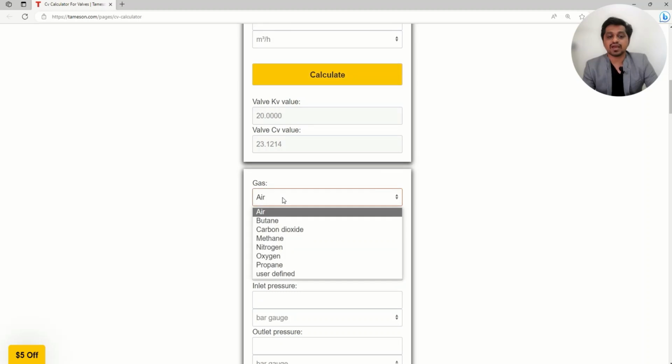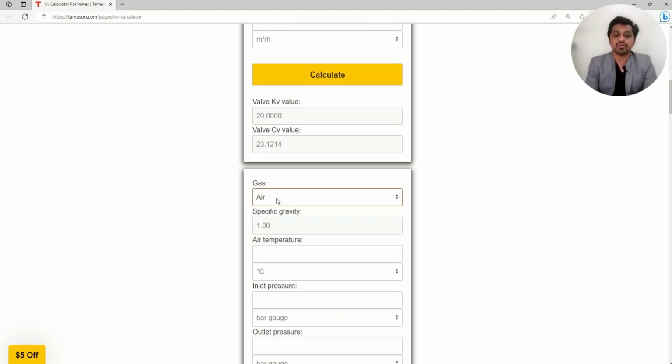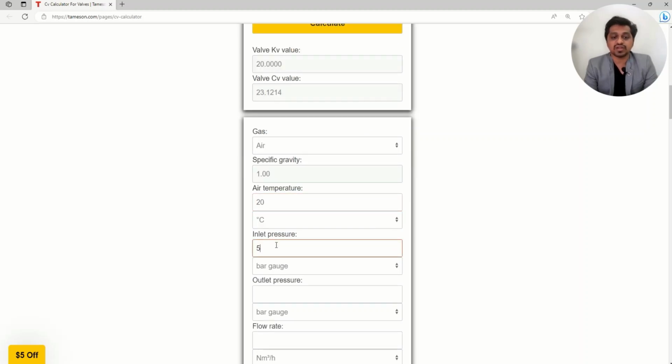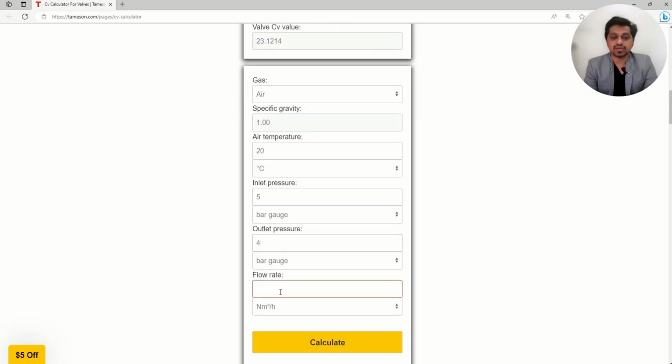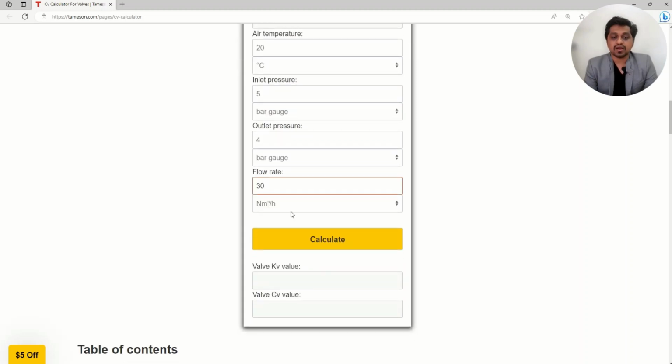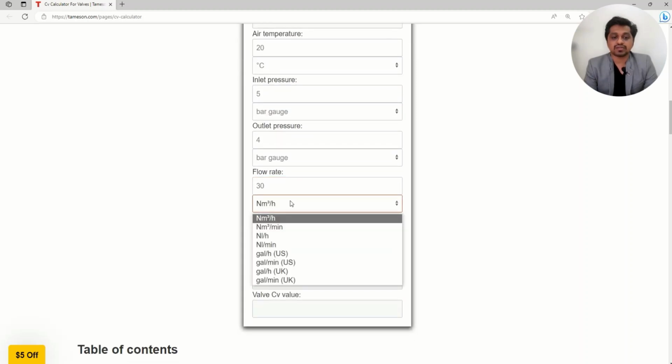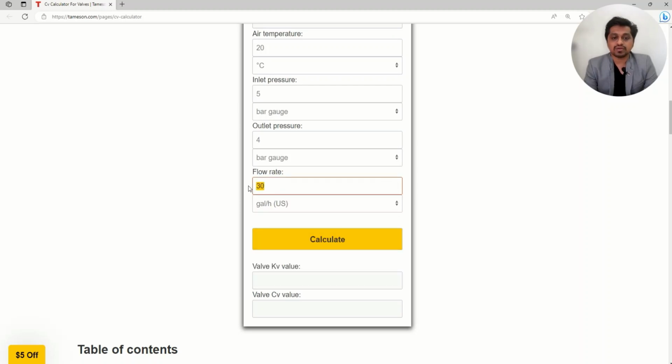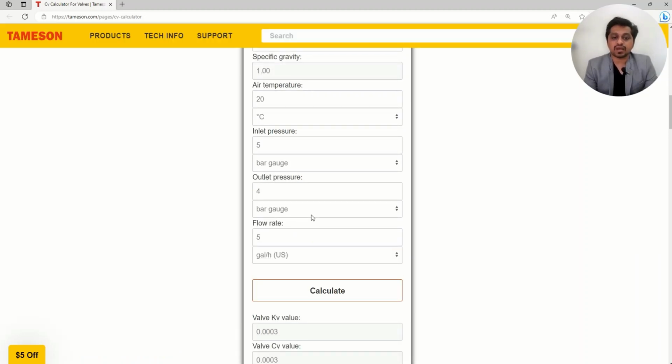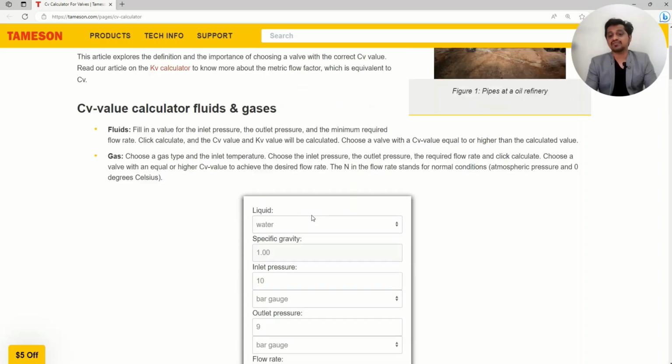Now let's check out for a gas. We have again different kinds of gases available over here, having their own properties. Air we have selected. Let's select the air temperature. The inlet pressure, let's select 5. The outlet pressure, let's select say 4 bar, and the flow rate, let's select 30, or 5 gallons per hour. Calculate. So the KV value is this much. So you can use these calculators directly, which are available.